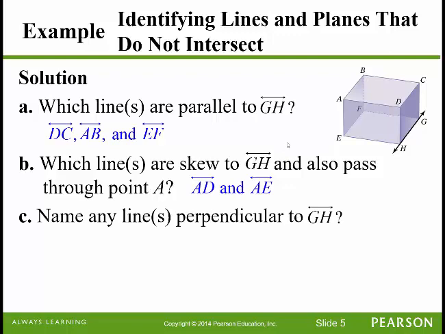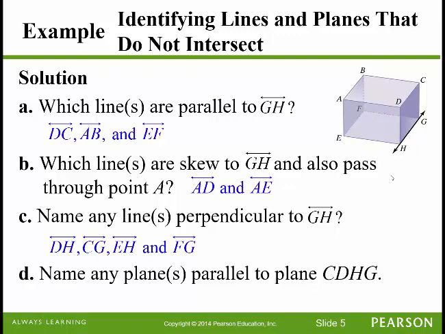Name any lines perpendicular to GH. Well, you're going to see that there's a couple here. Perpendicular means it crosses it and forms a 90-degree angle. Well, DH, right there, that's perpendicular to it. CG is perpendicular to it. EH is perpendicular to it. And FG is perpendicular to it. So there's a bunch there.